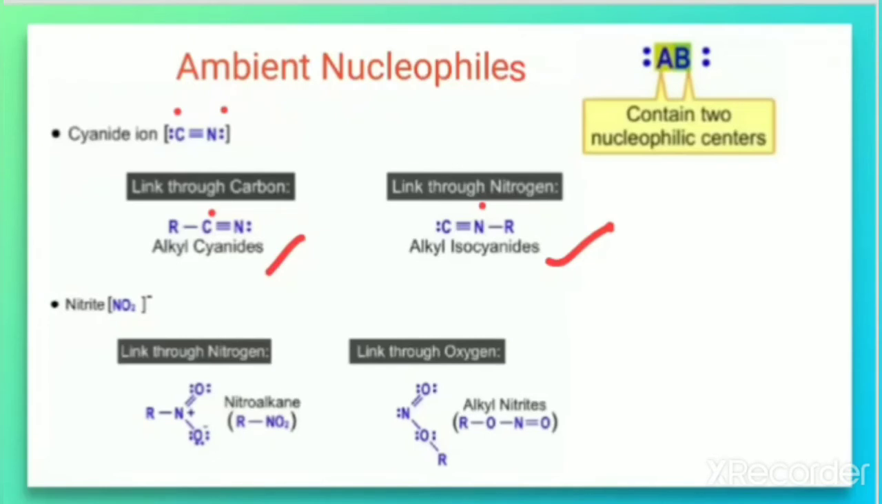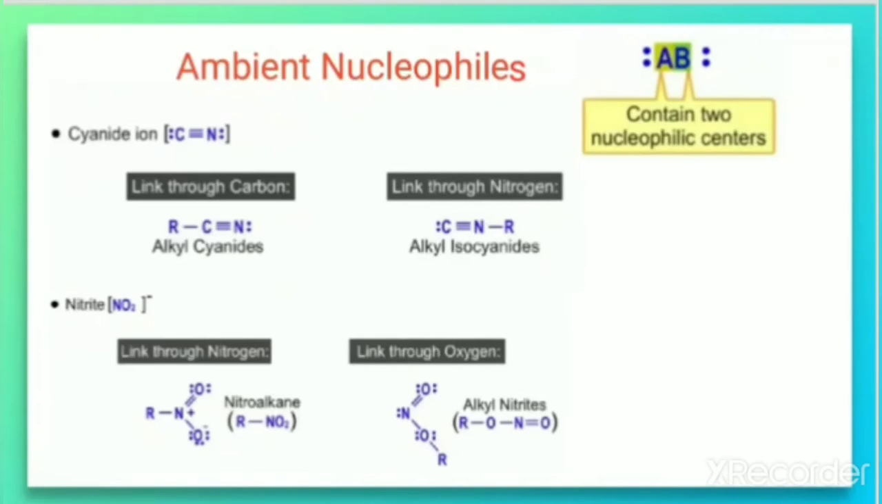Similarly, we have one more ambident nucleophile example here, that is nitrite ion NO2 minus. It can be bonded either through O or through N. In this you can find that N is bonded with R. Here O of NO2 is bonded with R. So such a type of nucleophile which has two nucleophilic centers are called ambident nucleophiles. The examples are given here.